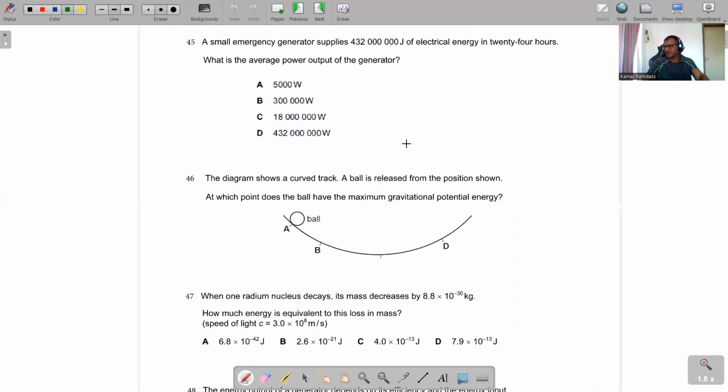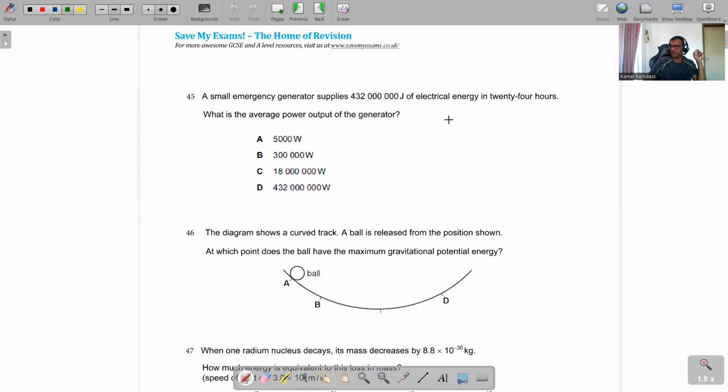Next. A small emergency generator supplies 432 kilojoules of electrical energy in 24 hours. What is the average power output? We take 432,000 divided by 24 times 1 hour, which is 3600 seconds, 60 minutes times 60 seconds. So 432,000 divided by 24 and divided by 3600. We get 5 watts.